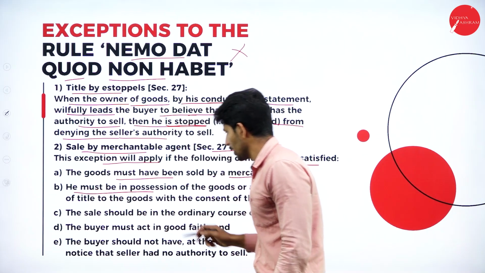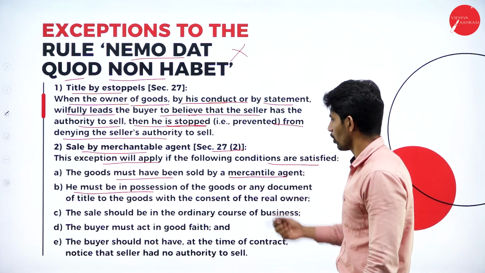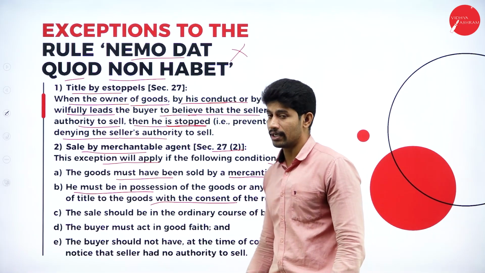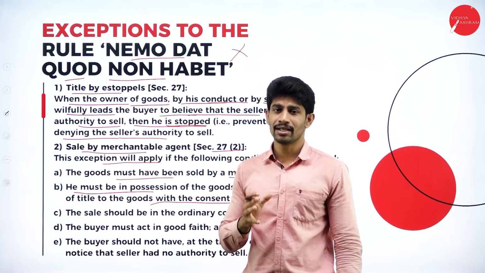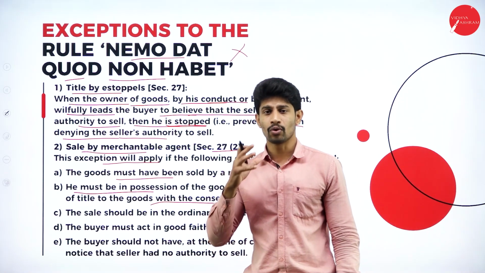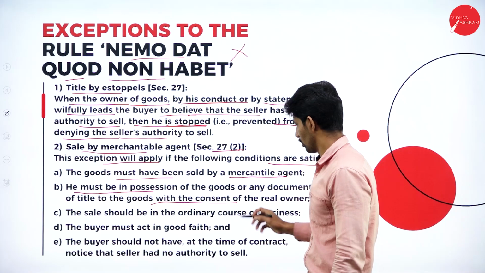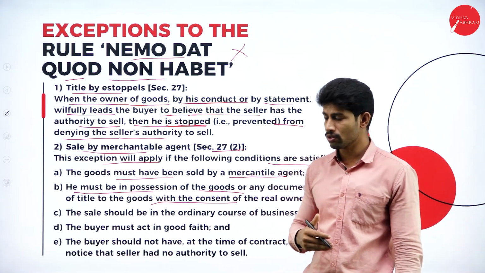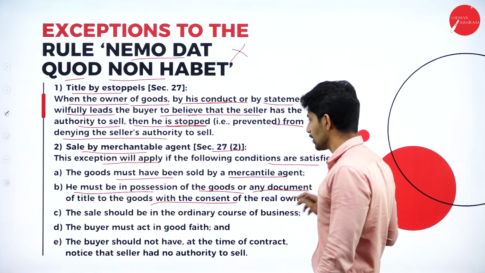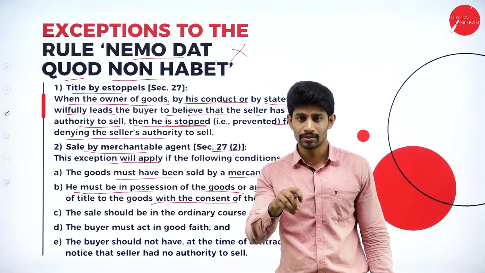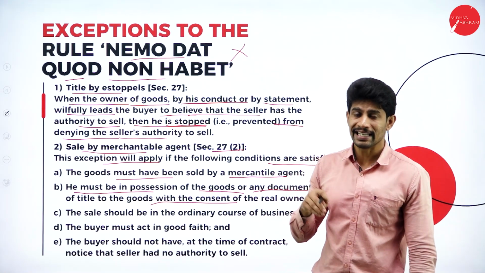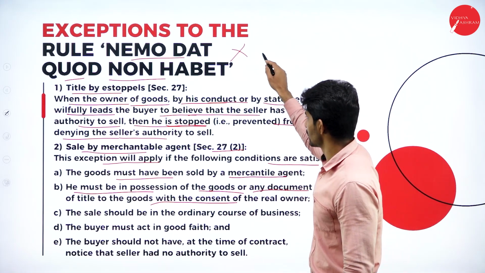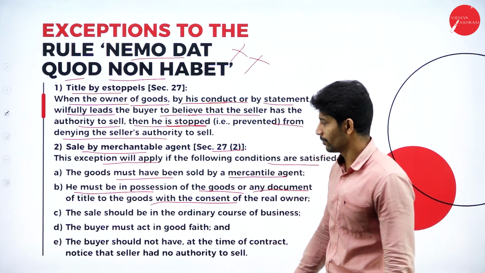Next, he must be in the possession of the goods or any document of title of the goods with the consent of the real owner. Yes, if the seller is in possession of the goods and is having any document with respect to the goods with the consent of the owner, then easily he can sell those goods to the buyer, and at that time this condition is again not applicable.